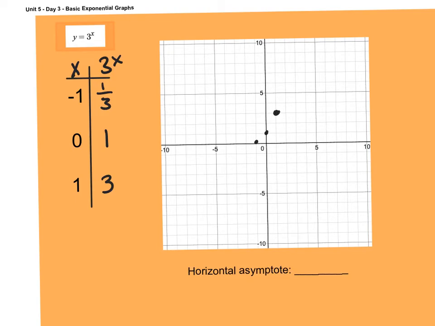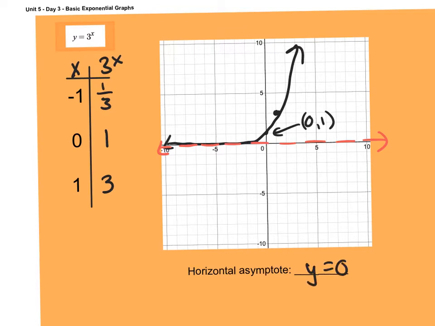You can see it looks really similar to what we just did. We're going to have something really close to the x-axis, and then we've got our horizontal asymptote here. See, it goes through this point (0, 1), and our horizontal asymptote is at y equals 0.